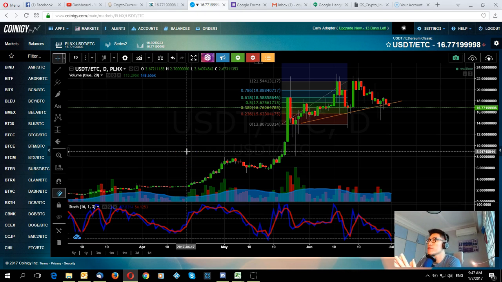Okay, brilliant. So I found my ETC chart. This is something I prepared beforehand, and it's very easy to draw. It's a very simple chart, ETC versus USDT on Poloniex, right?